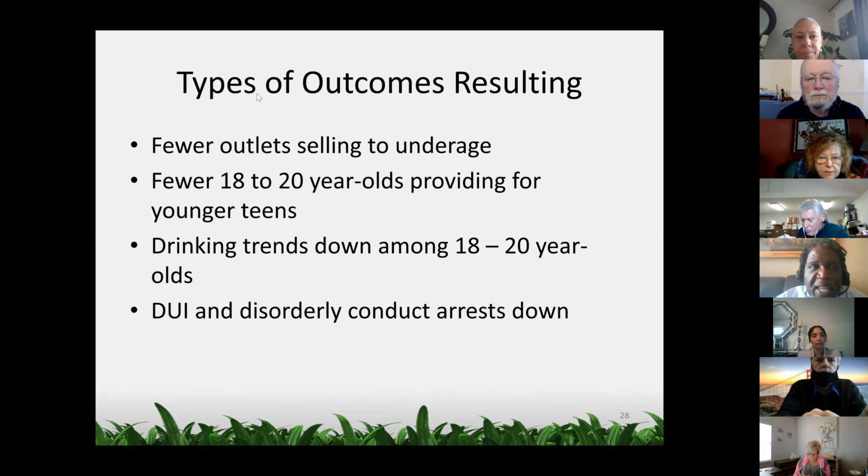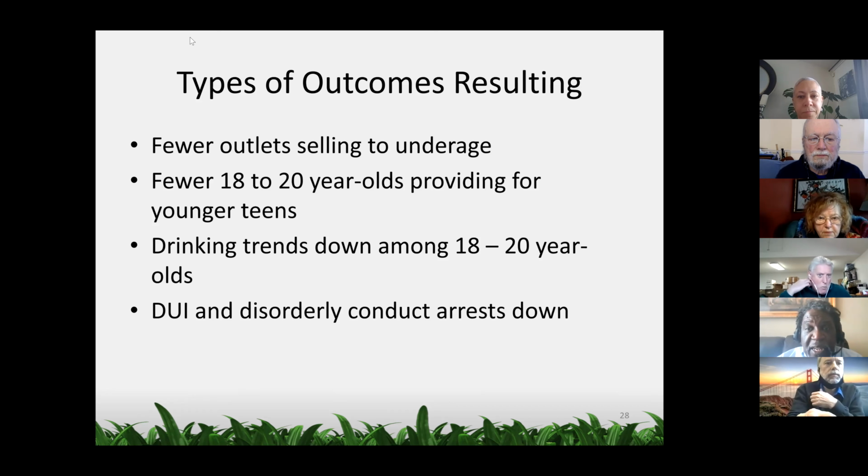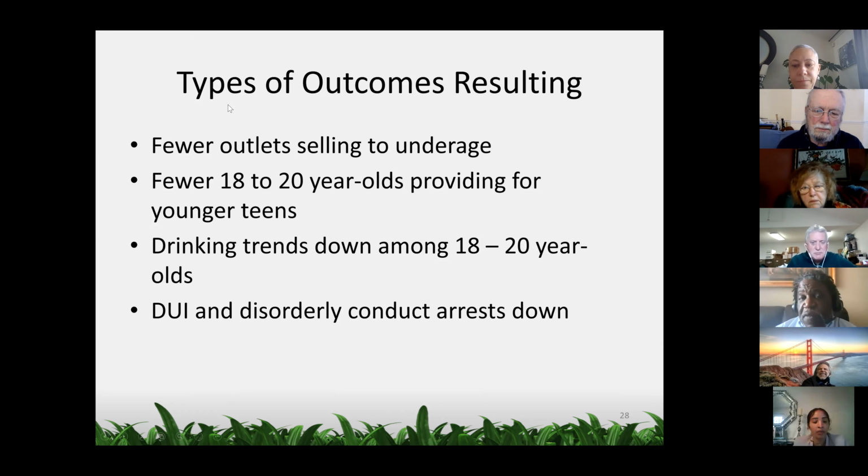Here are the types of outcomes that have resulted from some awesome things done in a very positive way. We've seen fewer outlets selling to underage populations. We've seen fewer 18 to 20-year-olds providing to younger teens, through strong advocacy on access and availability. We've seen drinking trends go down among 18 to 20-year-olds, and DUI and disorderly conduct arrests down because fewer are drinking. Remember, outcomes are changes in knowledge, changes in attitude, or changes in behavior.